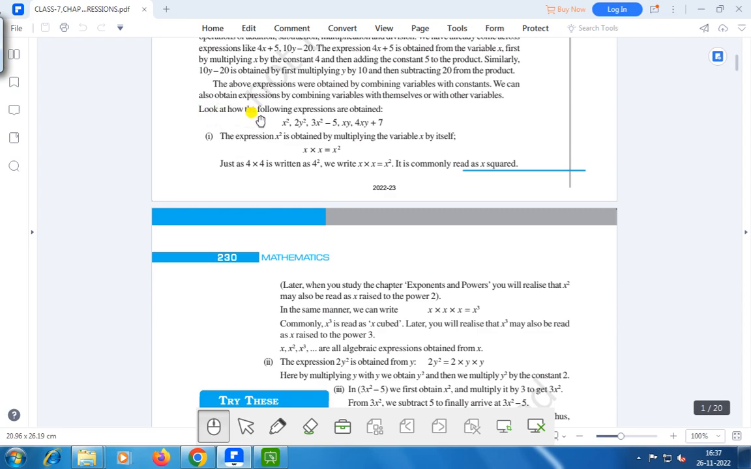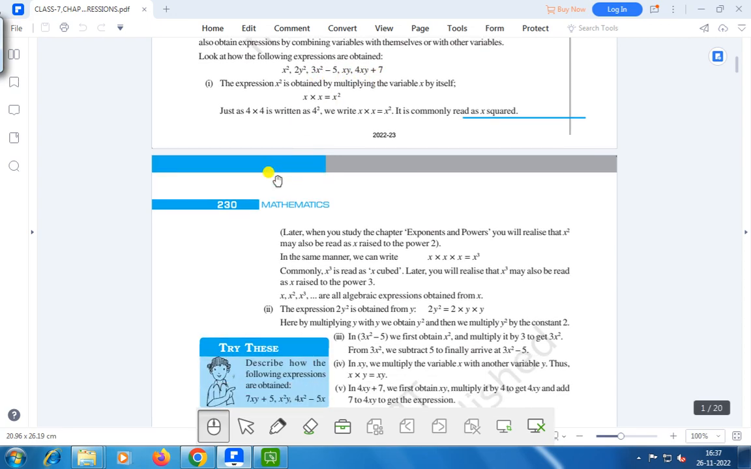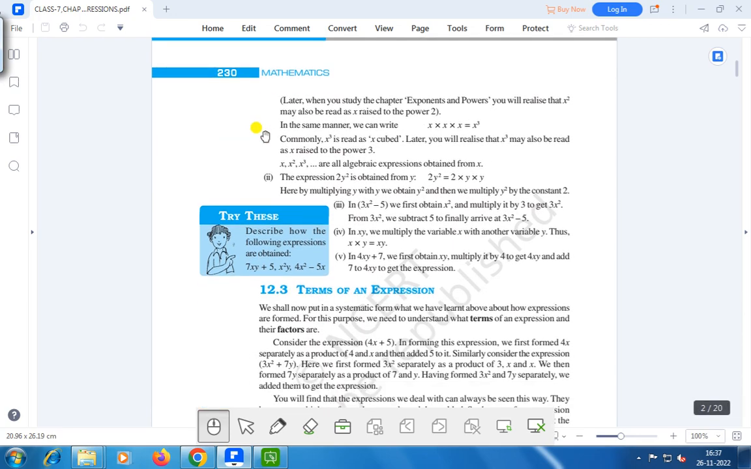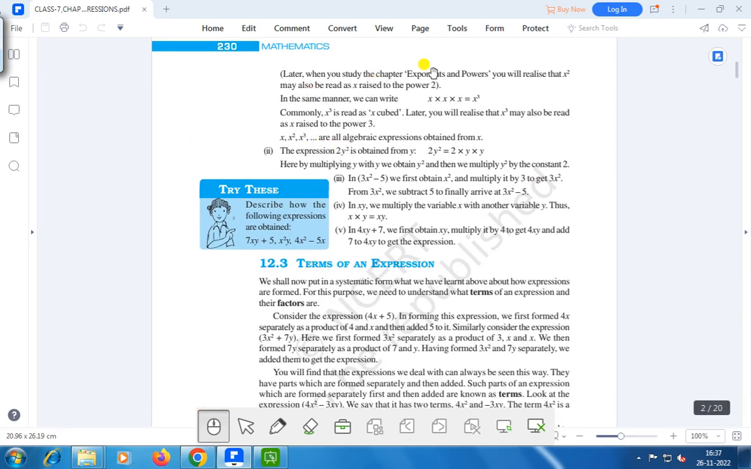Look at how the following expressions are obtained: x square, 2y square, 3x square minus 5, xy, 4xy plus 7. The expression x square is obtained by multiplying the variable x by itself, that is x into x is x square. Just as 4 into 4 is 4 square, we write x into x is x square. It is commonly read as x squared. Later, when you study the chapter on exponents and powers, you will realize that x square may also be read as x raised to the power 2.